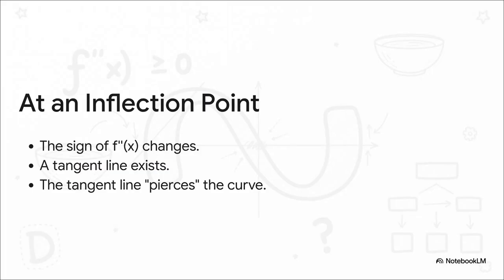So let's just break down what's happening. At a true inflection point, three things are going on. First, the sign of the second derivative flips. Second, a tangent line absolutely has to exist there. And third, you get this really unique visual, where the tangent line doesn't just touch the curve, it actually pierces right through it. It's pretty cool to see.